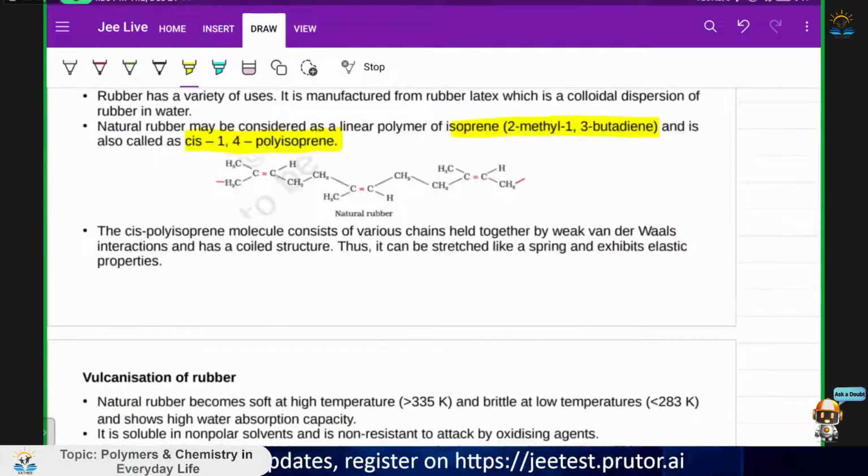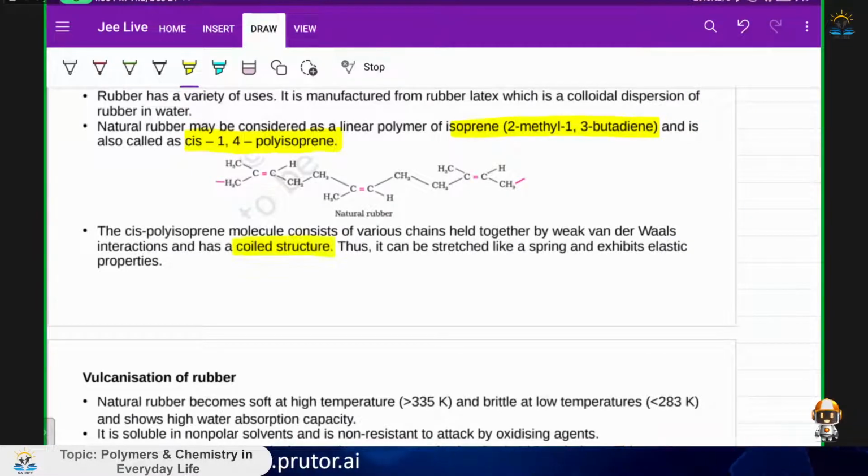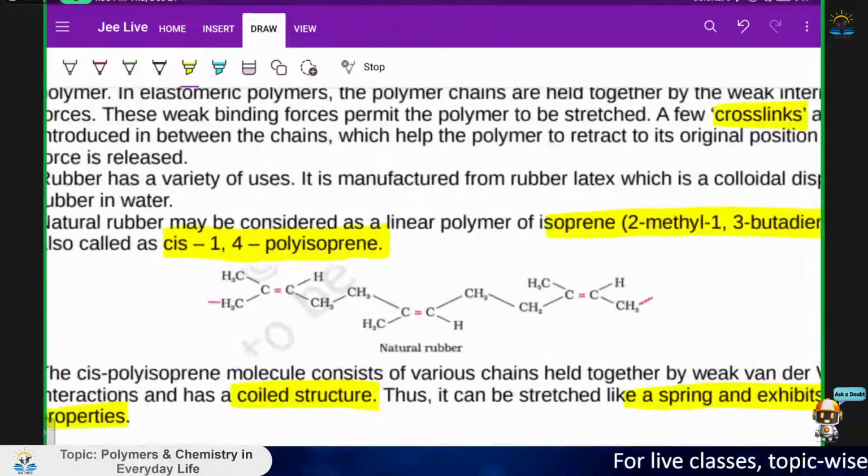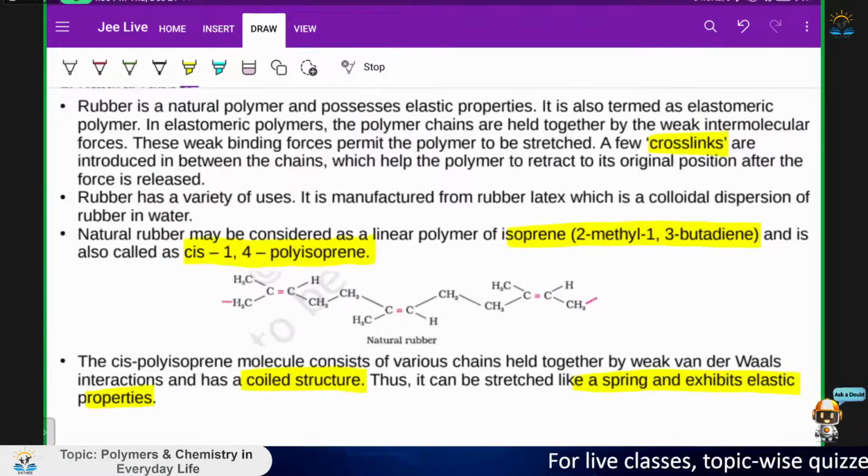The cis polyisoprene molecule consists of various chains held together by weak van der Waals interactions and has a coil structure. So rubber has what? A coil structure. That's why it can be stretched and still come back to its original position. So this is what I had to discuss about natural rubber. Just remember that natural rubber is produced from a cis isomer.